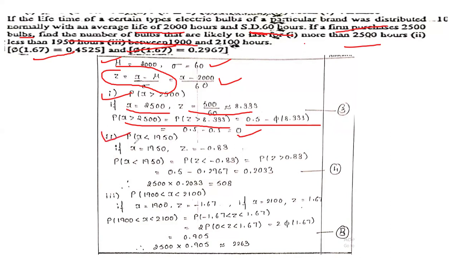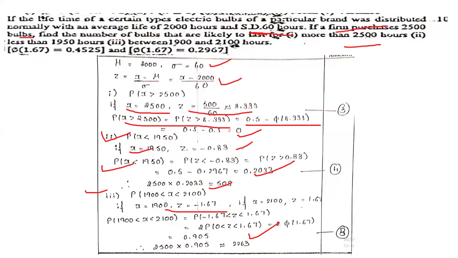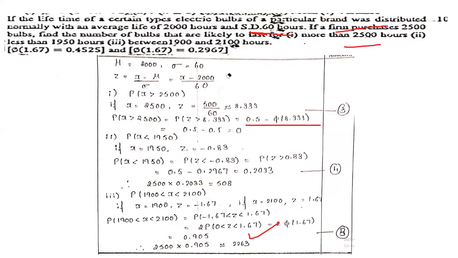When it comes to the second question, probability of x less than 1950. When x equals 1950, Z equals how much? Minus 0.83. Now we'll apply here. P(x less than 1950) is equal to P(Z less than minus 0.83). Ultimately, I'm getting the answer as this much. Okay. Then P(1900 less than x less than 2200). Okay, so these are the values. You please cross verify once again. So I think this is somewhat okay for everybody. Use the normal distribution, use the formula, try to solve it.